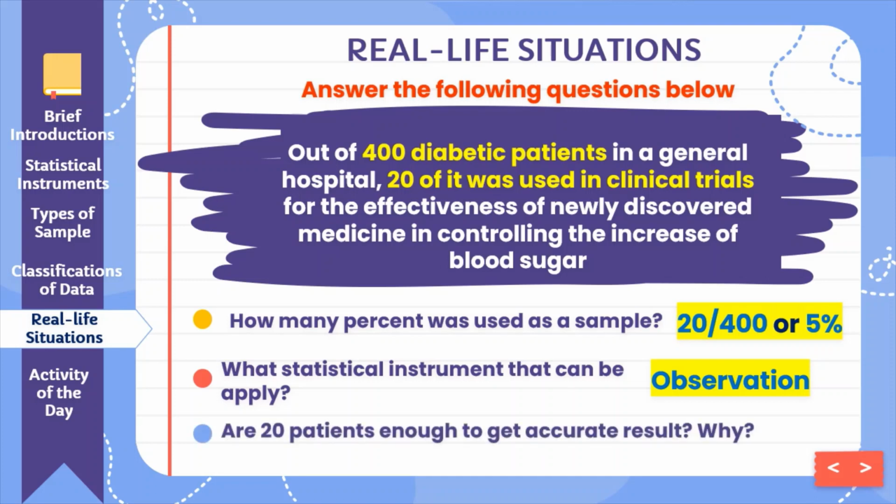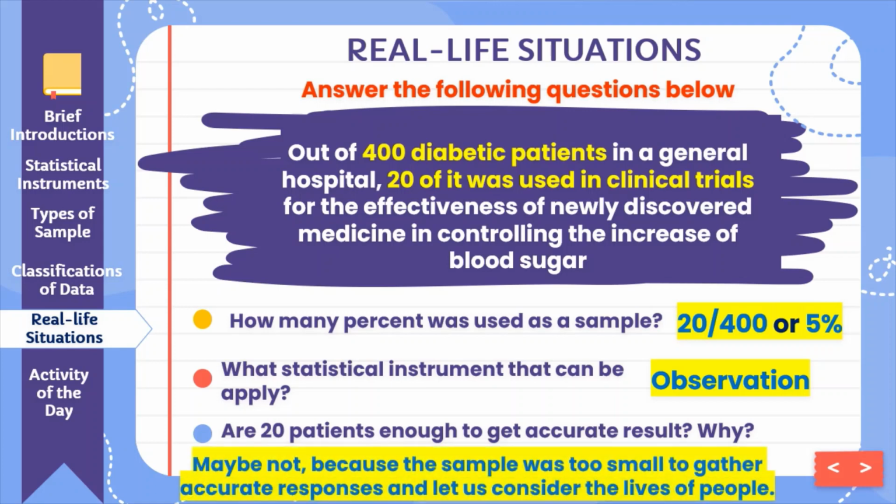And then, are 20 patients enough to get accurate results? So, enough ba yung 20% of patients ng diabetic o diabetic patients para makuha nila yung accurate result o yung data na kailangan nila kung effective ba yung medicine? Ang sagot ko dyan, maybe not. Why? Because the sample was too small to gather accurate responses and let us consider the lives of people. So, dapat mas expand pa nila. At hindi lang sa isang lugar, yung mag-experiment o sa isang hospital lang. Dapat po ay sa ibang hospital. So, yan po yung real life situation na pwede natin paggamitan ng statistics.